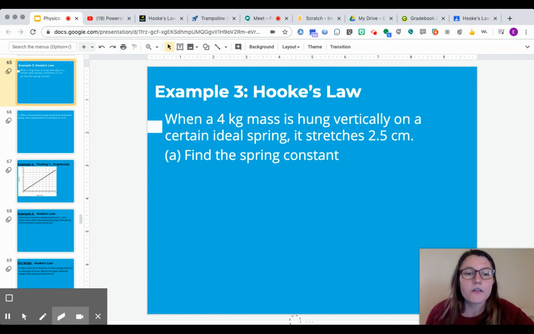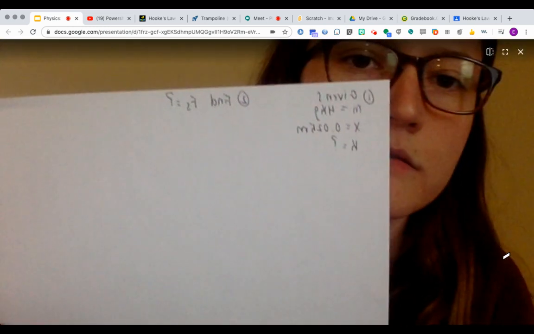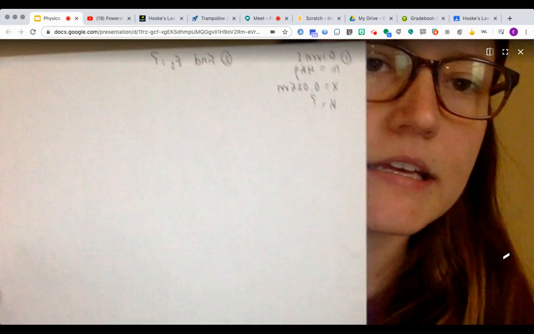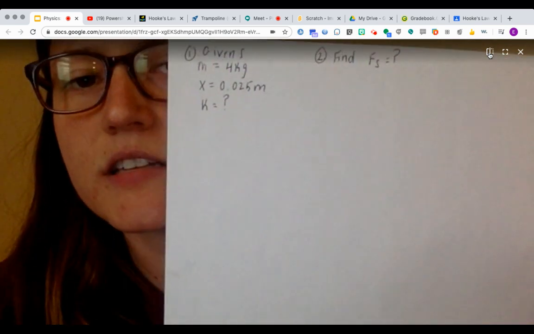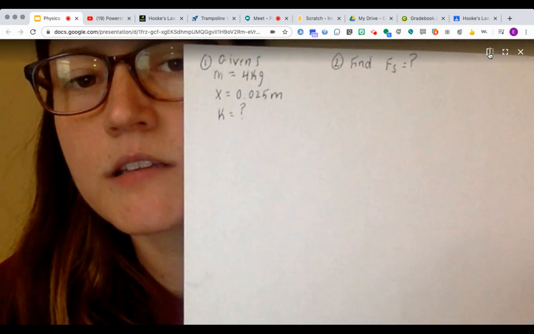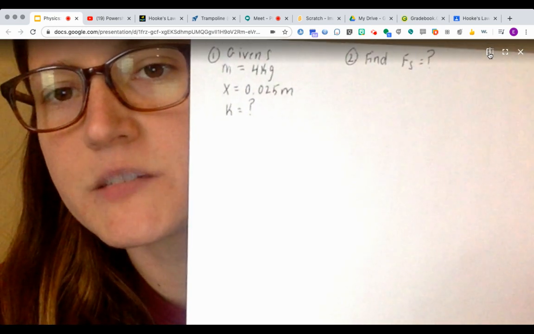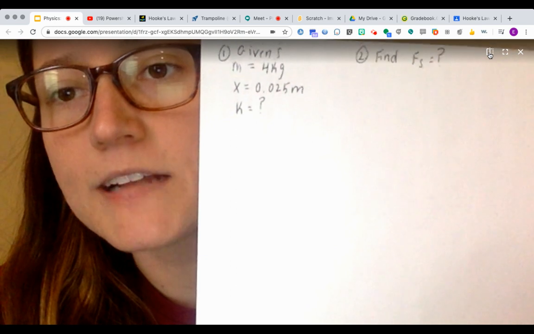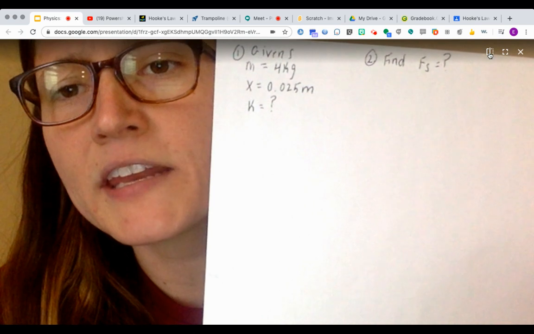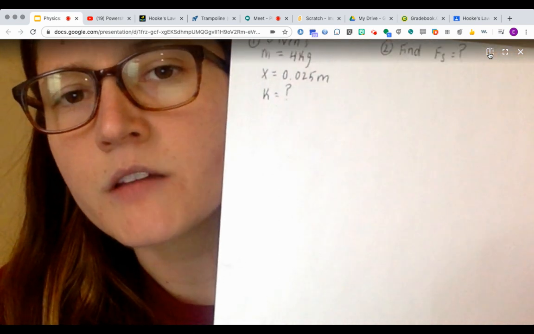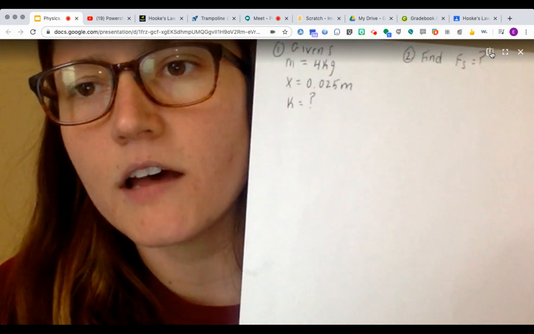Okay, so what we should have gone through, our first step here would be to write down our givens. We know mass is 4 kilograms. We know that the stretch distance converted to meters would be 0.025. We need to find the spring constant. Ideally, we would use Hooke's law. In order to use Hooke's law, however, we need the restoring force. So how can we find the restoring force? Well, Newton's second law.